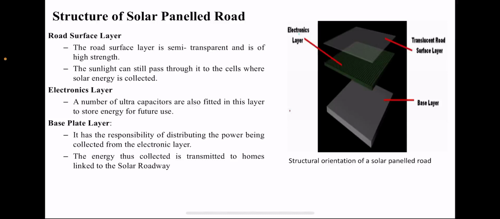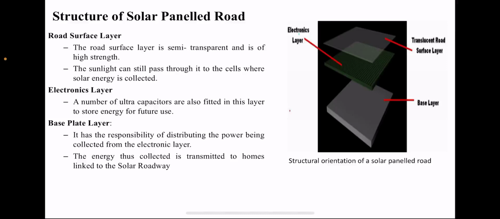Structure of a solar panel road. It has three layers. Firstly, the road surface layer. The road surface layer is semi-transparent and of high strength. The sunlight can still pass through it to the cells where solar energy is collected.